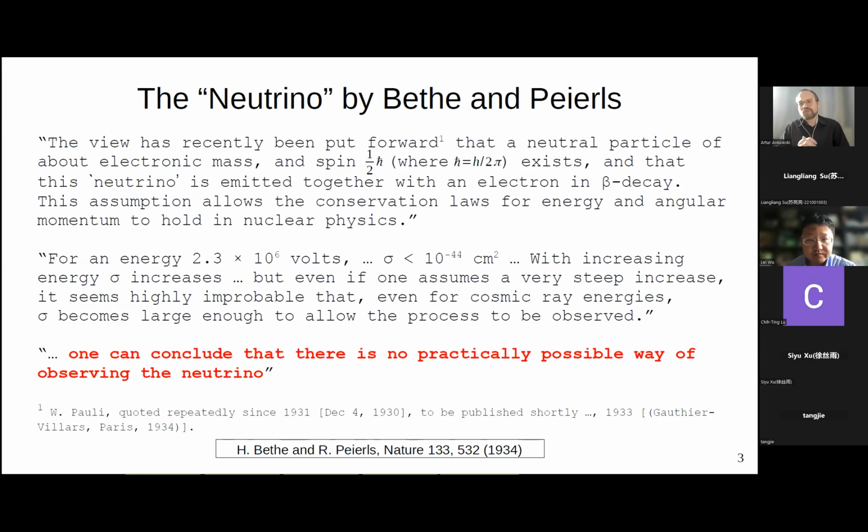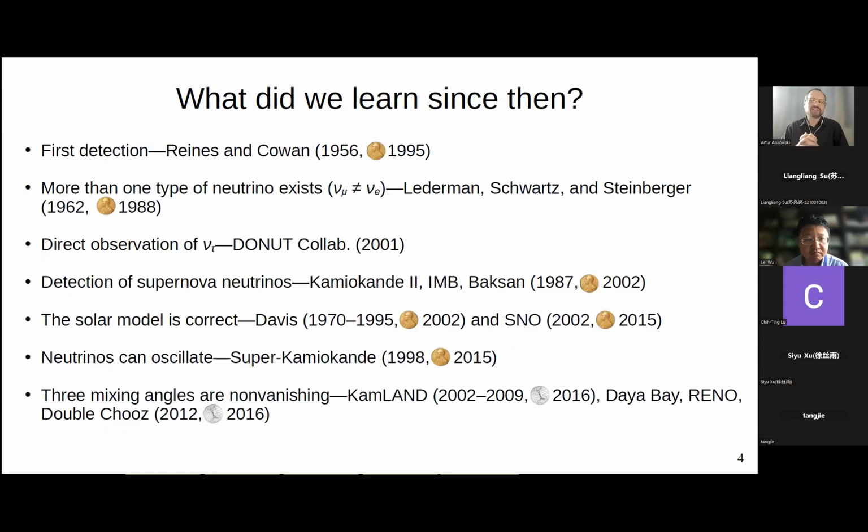Shortly after the neutrino was proposed as a way to save the conservation of energy and angular momentum, the cross-section for neutrinos was calculated in the paper by Bethe and Peierls. And the result was so low that they concluded that there is no practically possible way of observing the neutrino. It took 2 decades to actually observe neutrinos. That was achieved by Reines and Cowan. And a few years later, we managed to realize there's more than one type of neutrino. 4 decades later, we managed to detect the third kind of neutrinos, tau neutrinos.